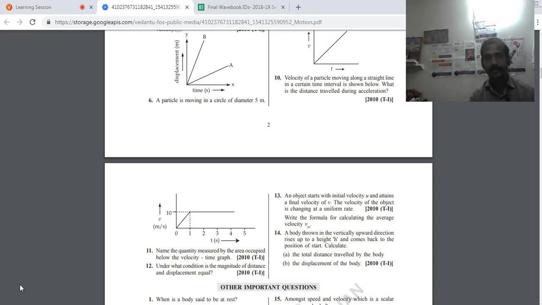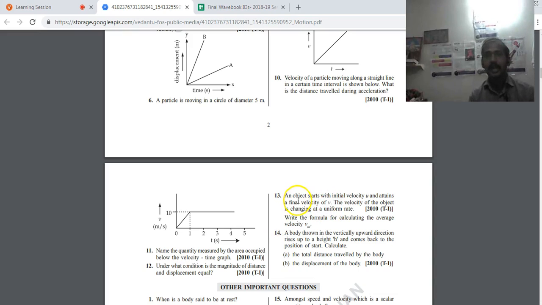Got it? Under what condition is the magnitude of distance and the displacement equal? When they are traveling in a straight line. Excellent. When traveling in a straight line, both are equal.